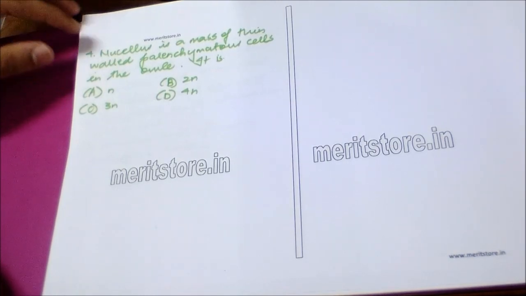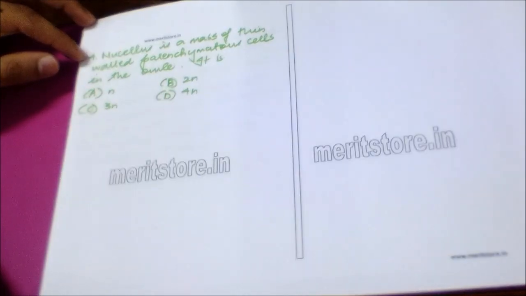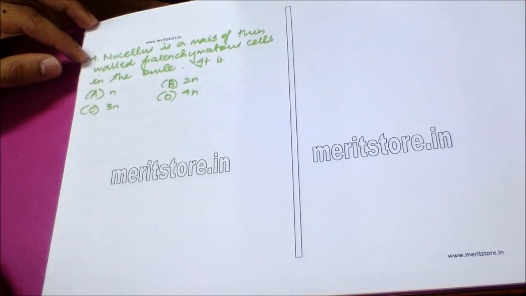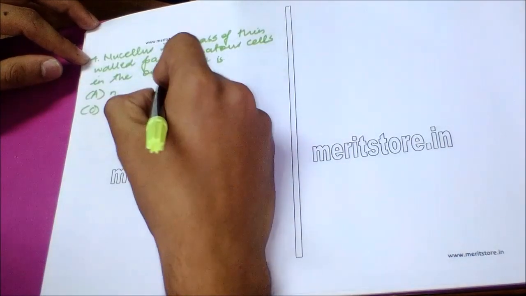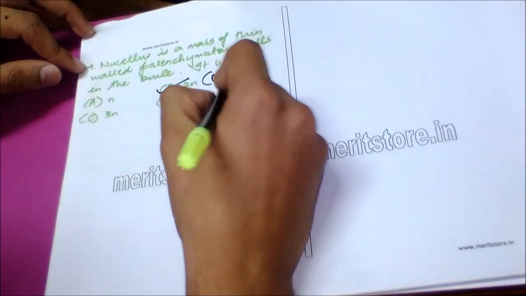Our next question is, nucellus is a mass of thin-walled parenchymatous cells in the ovule. It is option A, N or haploid, option B, 2N or diploid, option C, 3N or triploid, and option D, 4N or tetraploid. So the answer to this question is 2N, as the nucellus is produced in the ovule and is diploid.